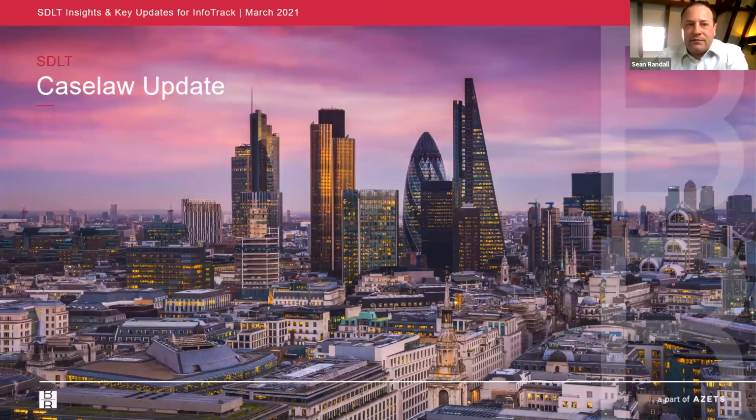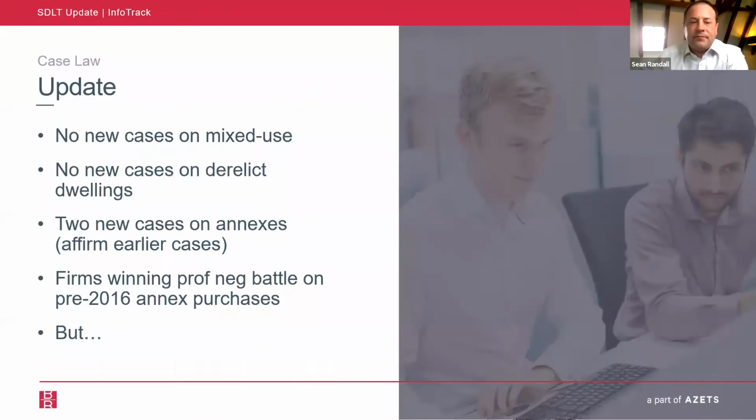All right, let's look at a bit of case law. So since I last spoke to you in September, there have been no new cases so far on mixed use. So those 4 cases on country properties with paddocks and adjoining land continue to be the main cases on the boundary between what is residential and what is mixed use for 4 cases of that type.